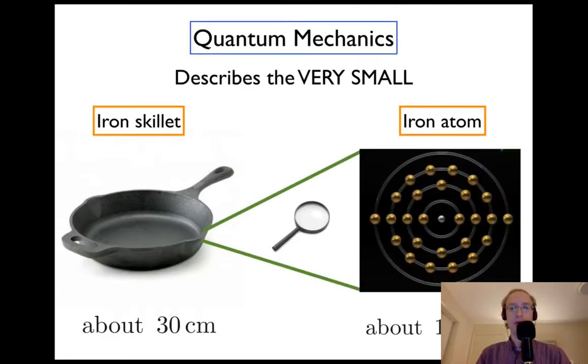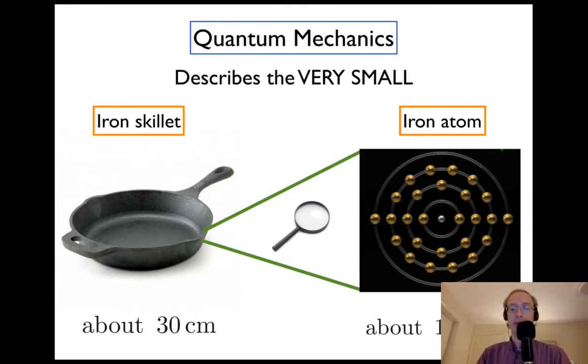Broadly speaking, quantum mechanics describes the very small, so roughly speaking, things at the size of atoms and smaller, subatomic scales. So to give you an idea of how big this is, let's take a normal everyday object like an iron skillet. Let's say that's about 30 centimeters across. Well, we know microscopically that iron is made of atoms, and there's an artist's depiction of an atom there on the right. How big is an atom? Well, it's about 10 to the minus 8 centimeters.